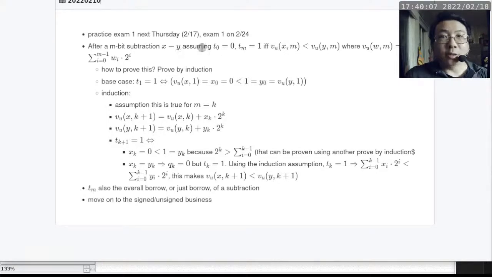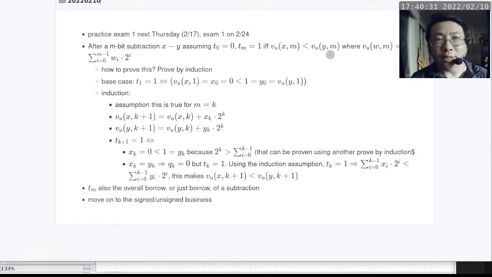All right, so assuming t0 is a 0, tm, because we have m bits, is the one that is extra. This is the one that is hanging on the side, on the left-hand side. So tm is going to be a 1 if and only if, so IFF is if and only if, VU xm is less than VU ym.